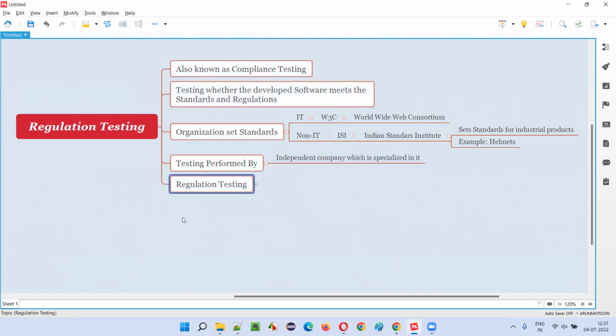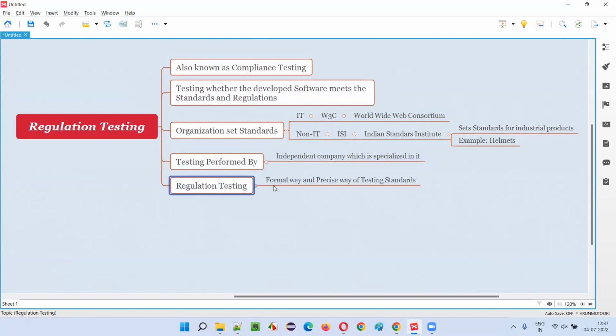Coming to regression testing again, I already covered a lot of things about it, but there is one more testing known as conformance testing. This is compliance testing, which is also known as regression testing. There is one more testing known as conformance testing. There's a small difference between compliance testing and conformance testing.